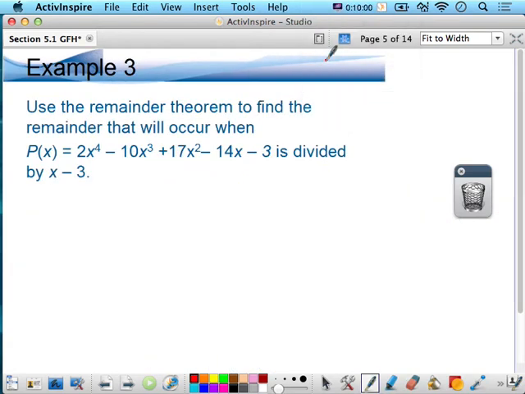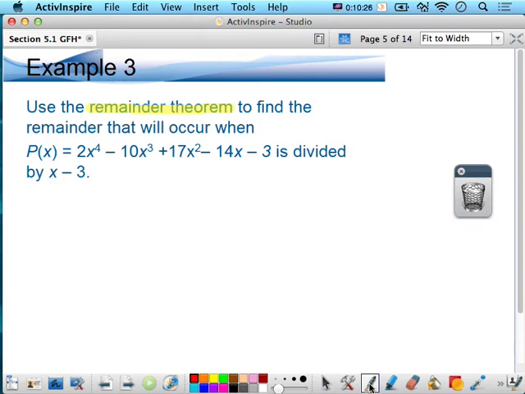Okay, let's take a look at this example. It says use the remainder theorem. So let's highlight that, the remainder theorem, to find the remainder that will occur when the polynomial p of x equals 2x to the fourth minus 10x cubed plus 17x squared minus 14x minus 3 is divided by the binomial x minus 3.